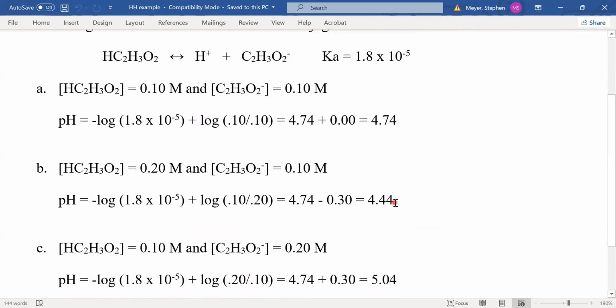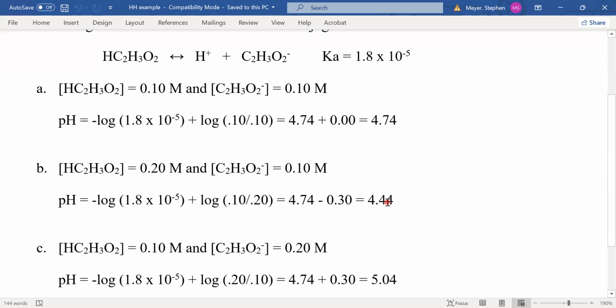So even though I had twice as much acid as base, I still didn't change the pH that much. It was only a 0.3 change. Notice because I had more acid than base, the pH actually went down a little bit.